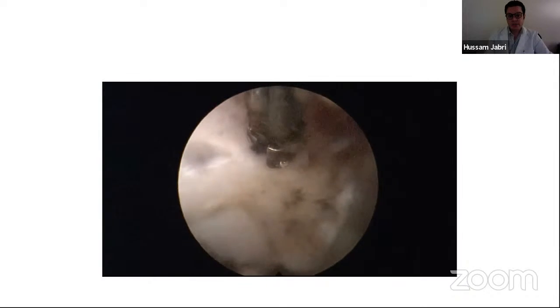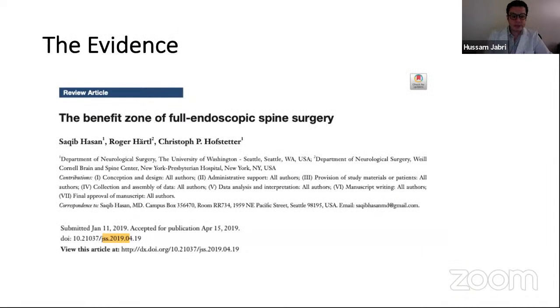And this surgery is done without any trauma to the posterior ligamentous complex. In medicine, now we are talking about evidence-based medicine. You can advocate any procedure, but what is your evidence? This study published in 2019 by a study group from Weill Cornell University in New York, led by Dr. Roger Hartl, about the benefit zone of full endoscopic spine surgery.